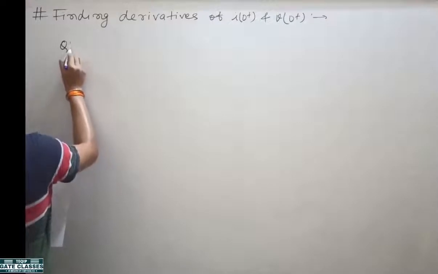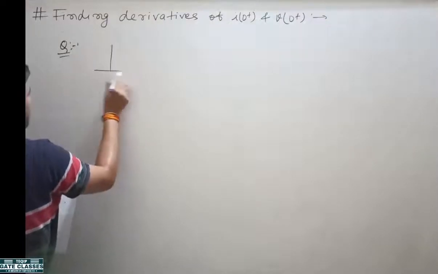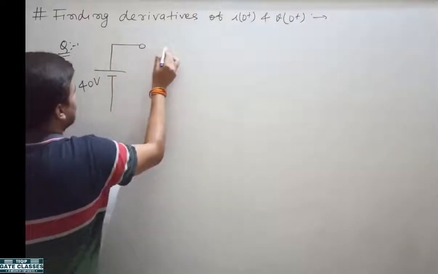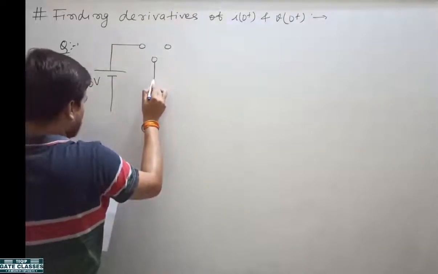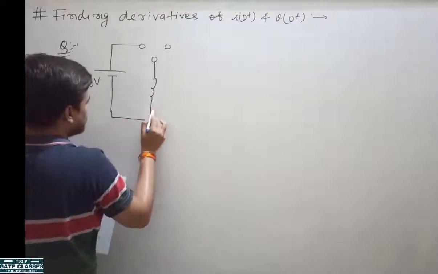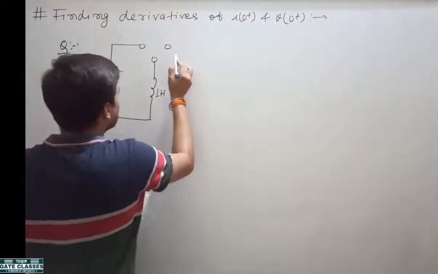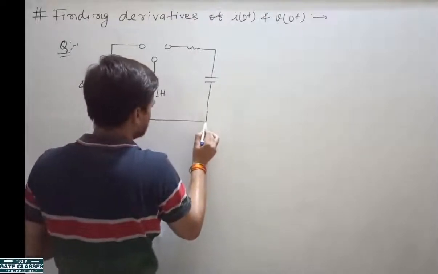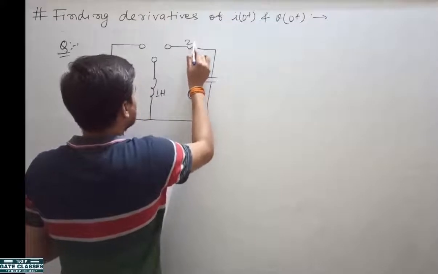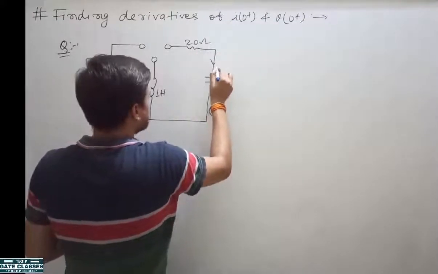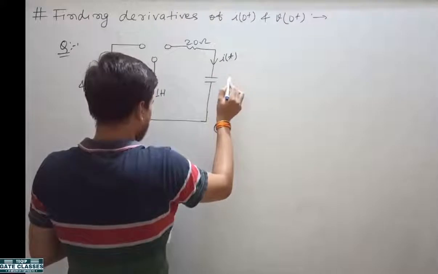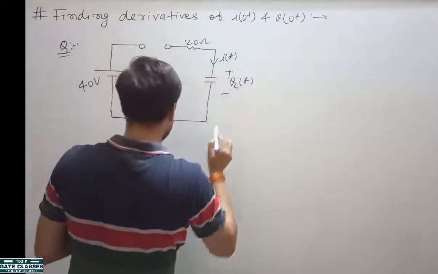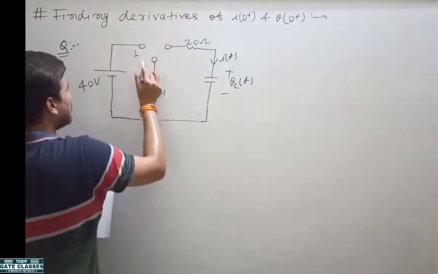See the question. It is 40 volt. It is one henry. Now you are having a resistor and a capacitor. The values are 20 ohm. This is current i t, and here it is given plus minus v C t.